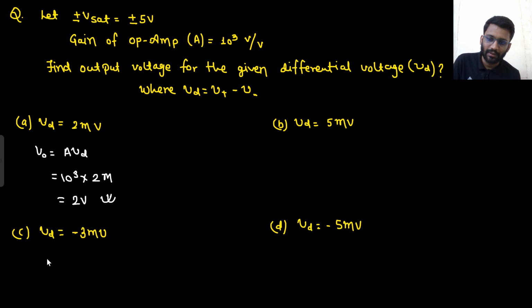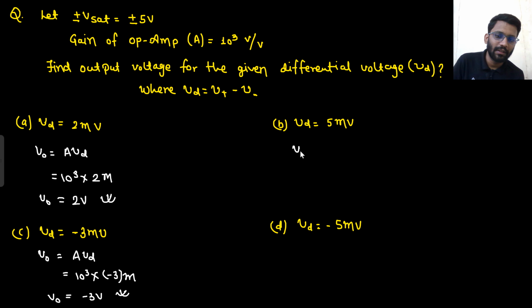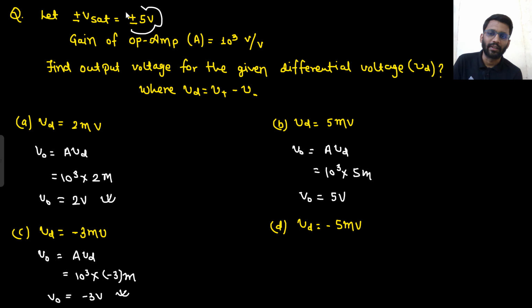What about this one? Let's solve this one first. V naught equals A into Vd. 10 to the power 3 into Vd, which is minus 3 milli. So it would also be minus 3 volt. So V naught is also minus 3 volt. That is also correct. There is no issue with this. What about this? V naught equals A into Vd. A is 10 to the power 3. Vd is 5 millivolt. So the output will be 5 volt. That is also correct, because that is also within the range of the saturation voltage, 5 volt plus minus 5 volt. So this is also correct.